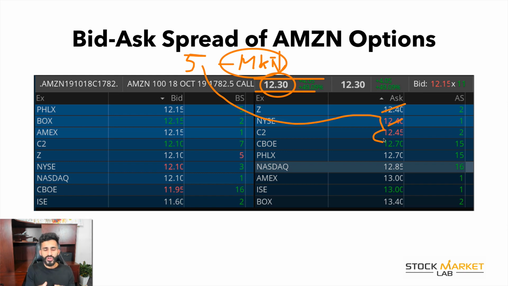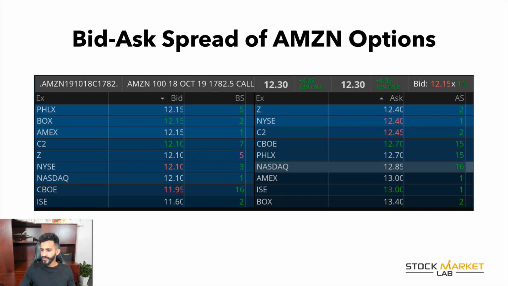And especially when you guys are trading options, please be careful because a lot of option contracts do not have volume and they do not have liquidity. So do not put yourself in a tough situation.